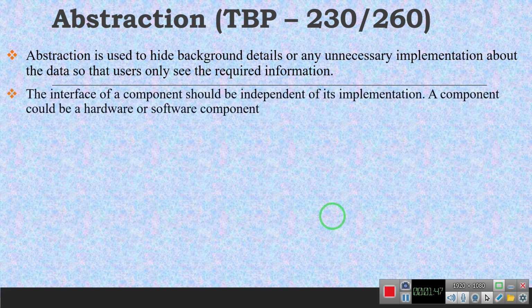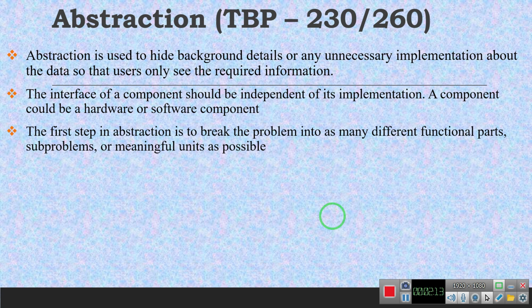The interface of a component should be independent of its implementation. A component could be a hardware or software component. So the interface of a component should be independent of its implementation, meaning we are not giving detailed information about how we are implementing. We are just giving brief information about your component. The component may be hardware or software.